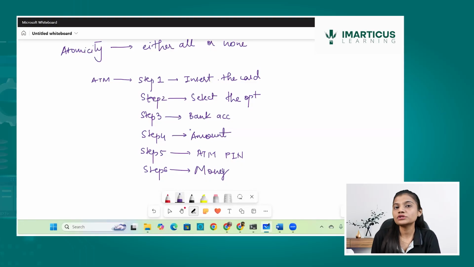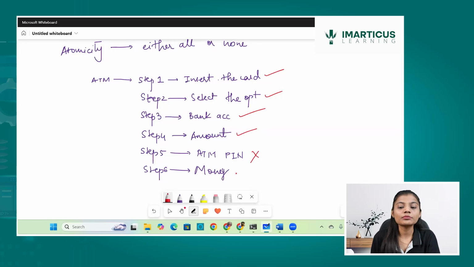So if I want to do this transaction, I am following all the steps. Let's say the first step, inserting the card, was successful. Second step, I wanted to select the option of withdraw, was successful. Then I chose a bank account, that I want to remove it from a current bank account, so done. Amount, I inserted it correctly. Now in the ATM PIN step, I mistakenly inserted a wrong PIN. So this step was what? A failure. Actually a failure.